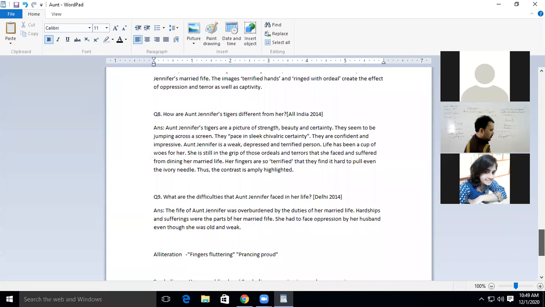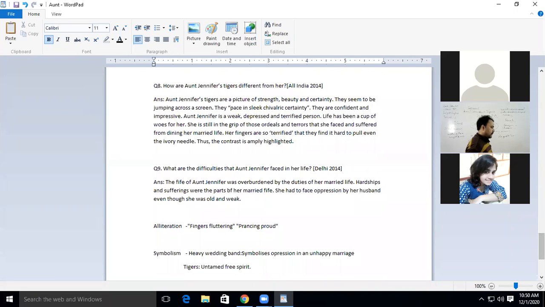So tigers are exactly opposite of her because Aunt Jennifer has a submissive personality, whereas the tigers are a symbol of strength, fierceness, and beauty. Right. So Aunt Jennifer's tigers are a picture of strength, beauty, and certainty, which is written there in the answer. They seem to be jumping across a screen. They pace in sleek, chivalric certainty. They are confident and impressive. Aunt Jennifer is a weak, depressed, and terrified person. So just opposite. She is just opposite in her character.